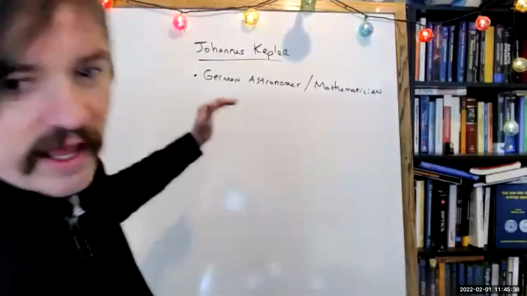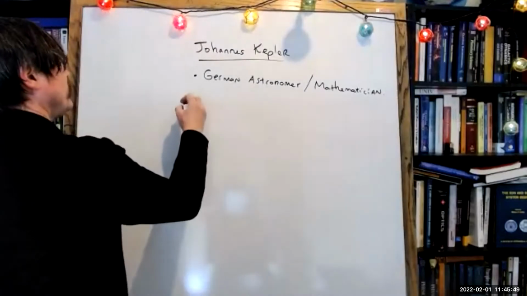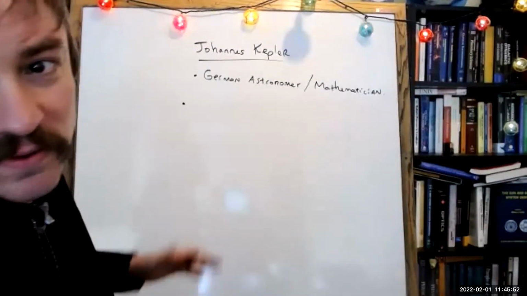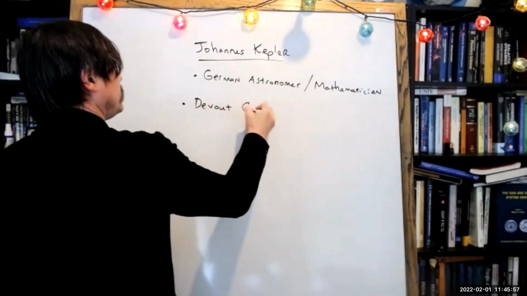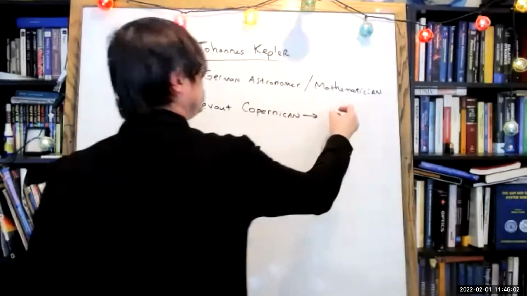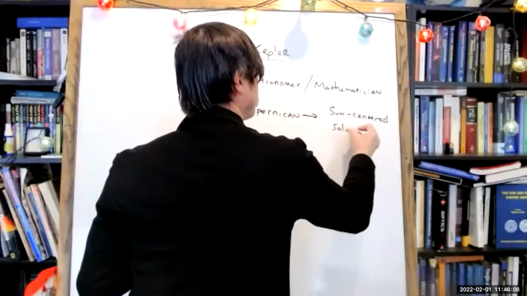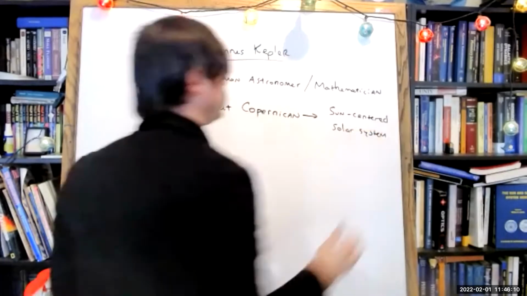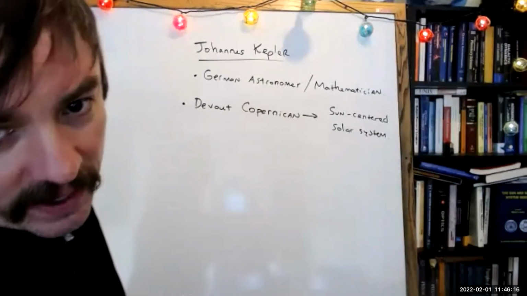And unlike his boss, who was open-minded as to the question about whether Earth was the center of the cosmos or the sun was, Johannes Kepler was sort of already biased towards the Copernican solar system. He believed it was more elegant. So he was a devout Copernican, meaning he believed in a sun-centered solar system. The same theory which is dominant in our physics today.